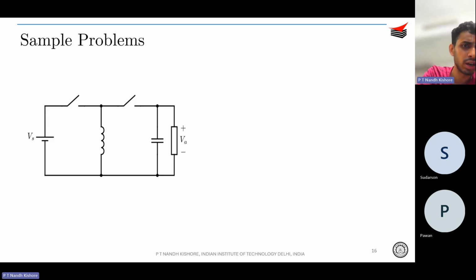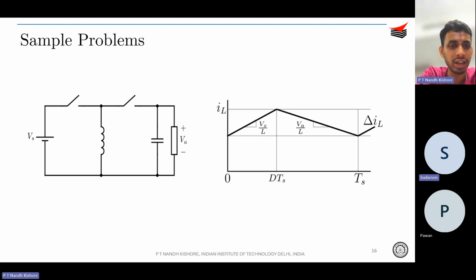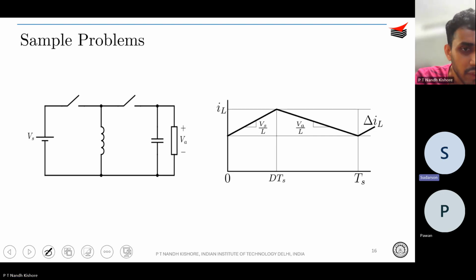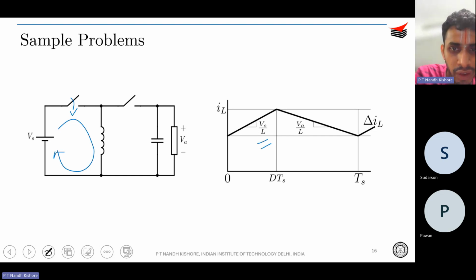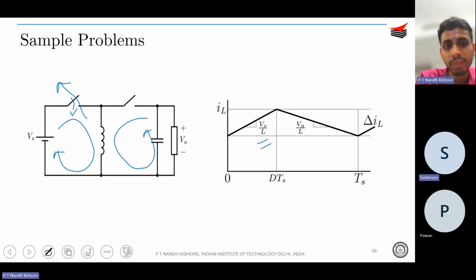Simple, right? So again, draw this converter and draw the inductor current. Drawing the inductor current should be easier now, right? Because when the switch is turned on, the inductor charges up, so that's why you see the slope of Vs by L. And when the switch is turned off, your inductor discharges or freewheels, something like this. So during this period, the inductor voltage is going to be minus Va by L.